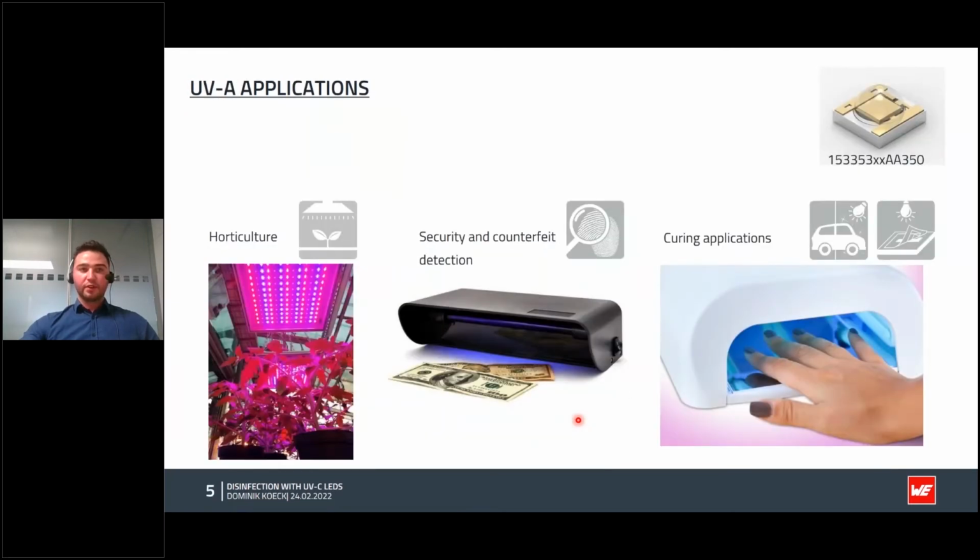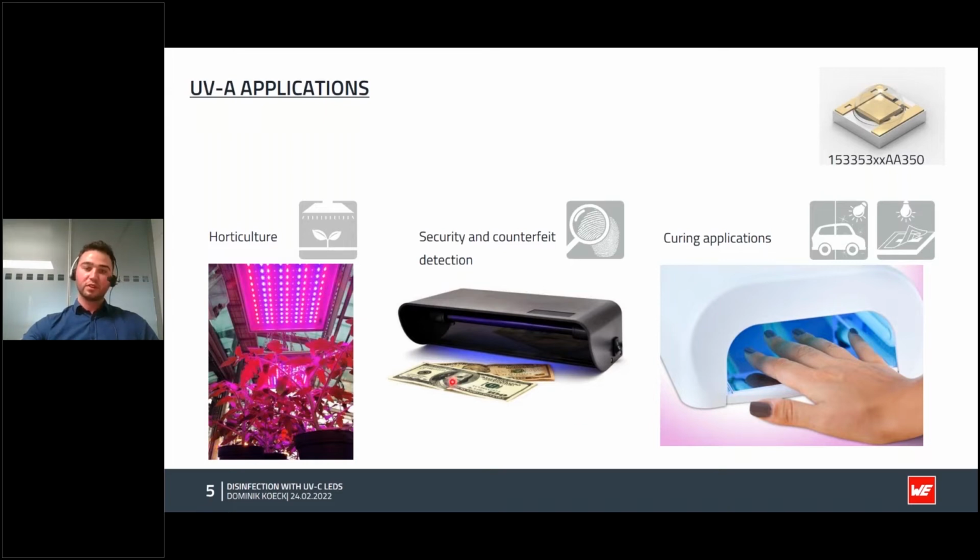So the UVA LEDs are typically most often used for horticulture applications. You can use them for plant growing. If you use UVA light, you can induce some special processes in the plant growth, for example, the production of a certain chemical within the plant. So you can use it for horticulture.